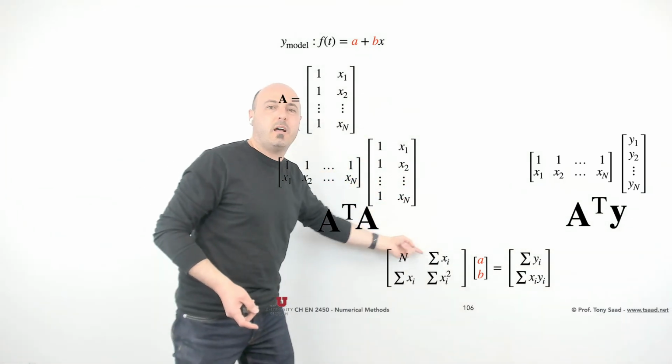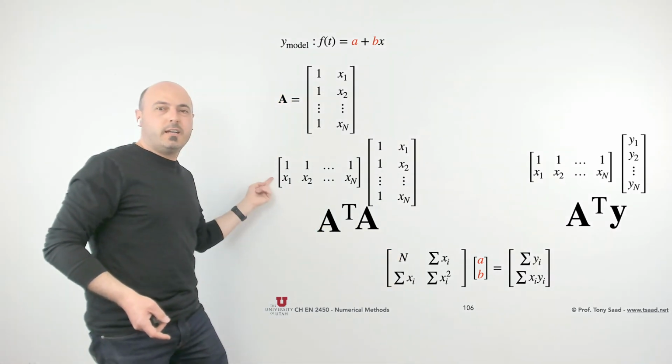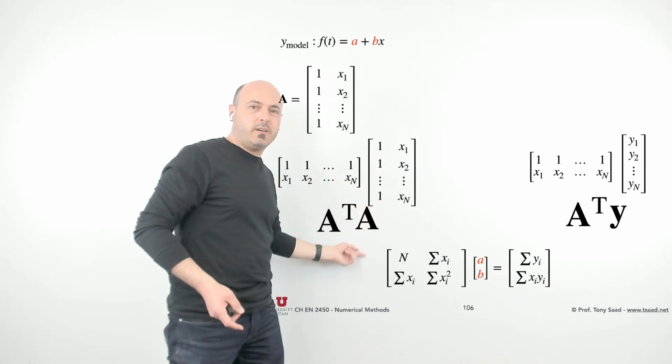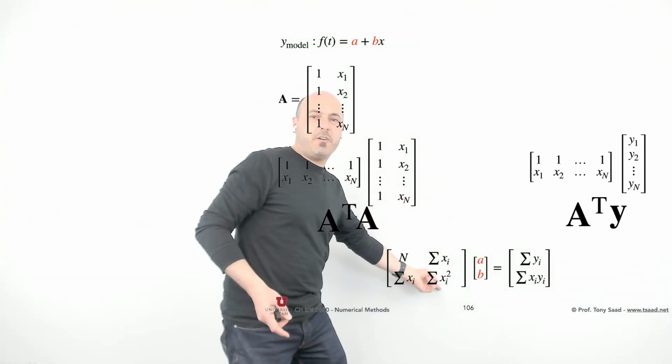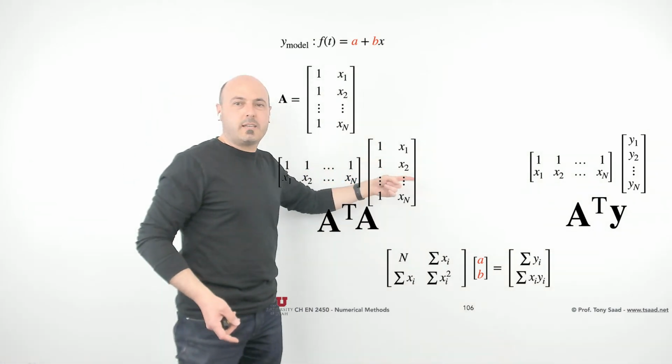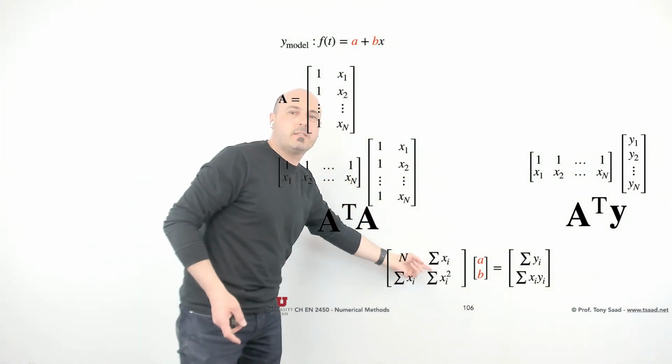So you get some xi. Same thing for this guy here. It's x1, x2, xn dotted with 1, 1, 1, 1, 1, 1. You get some xi. And then the final entry is x1 times x1 plus x2 times x2, and so on and so forth. You get this last guy.